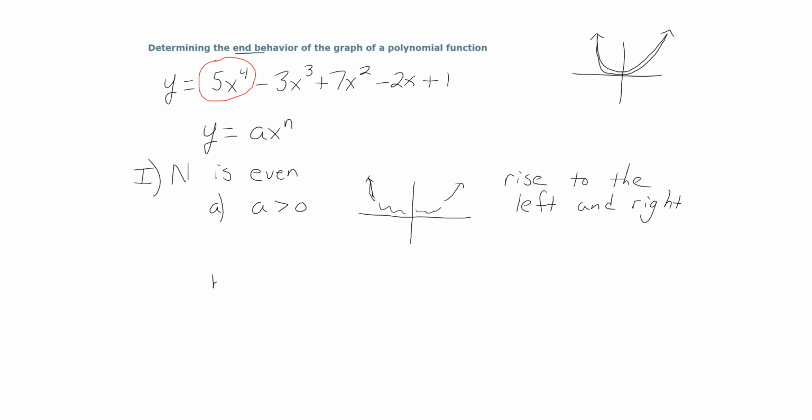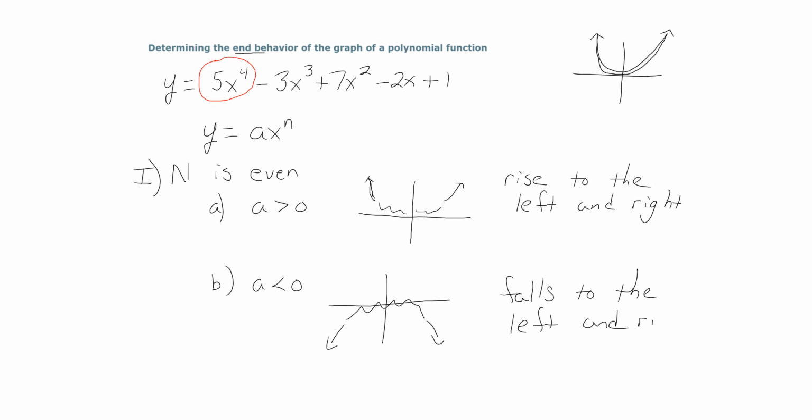Okay, B, if a is less than 0, like negative x squared, what will happen is to the left and to the right, it'll open down. And once again, we don't care what happens in the middle. It doesn't really matter. So this falls to the left and right, just like negative x squared.